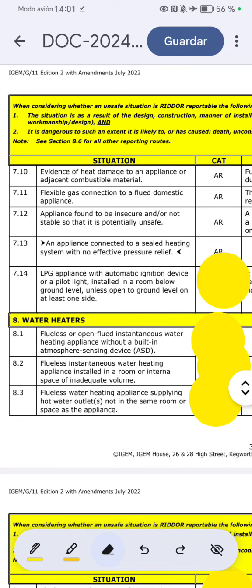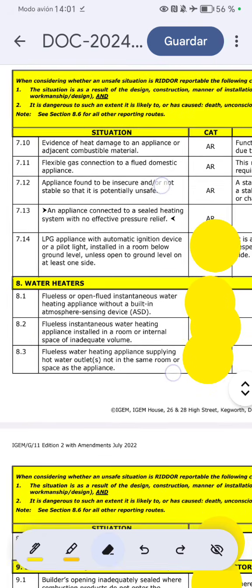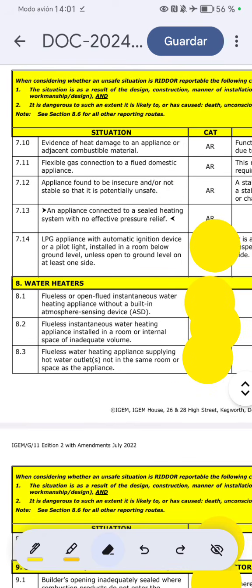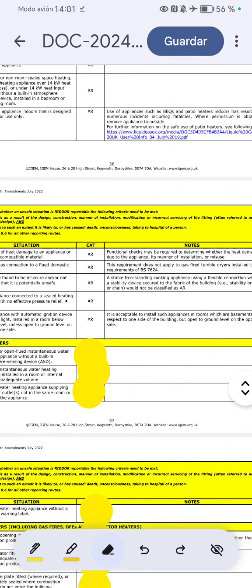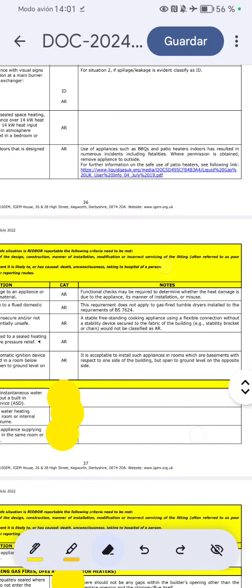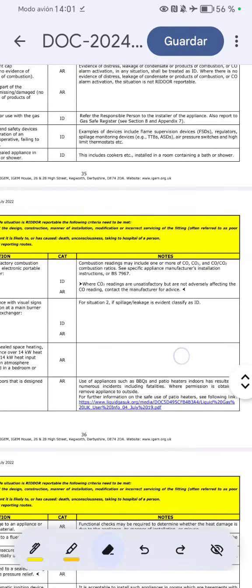At risk. LPG appliance with automatic ignition device or a pilot light installed in a room below ground level unless open to ground level on at least one side. At risk. So remember to check the notes on these. Don't just look at those bits that I've been speaking through. Check and read through the notes. Pause if you want to pause the video, but do get the document to read it up.